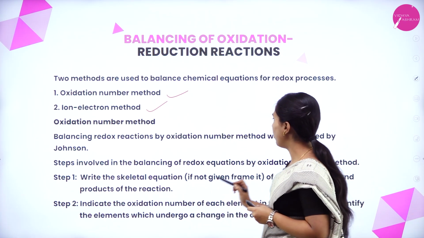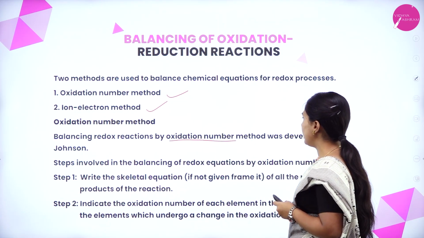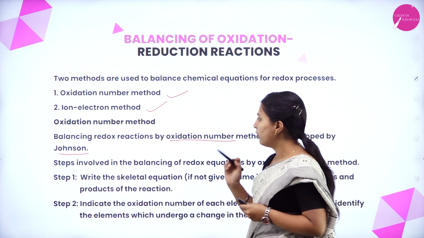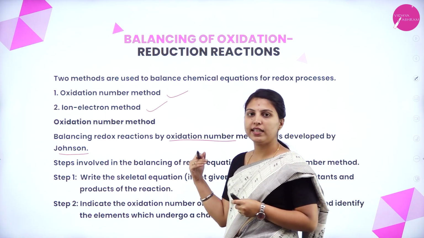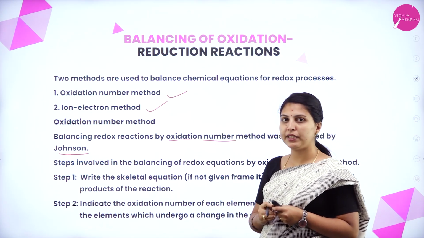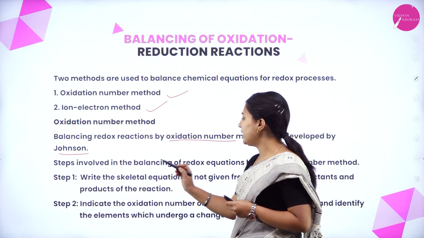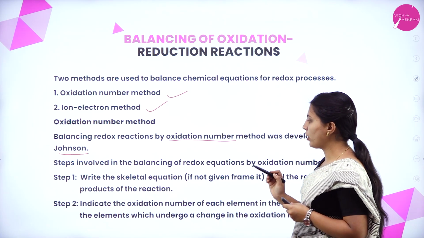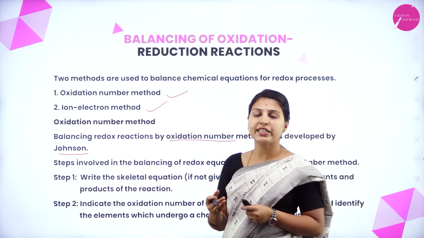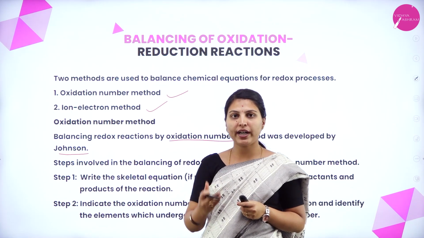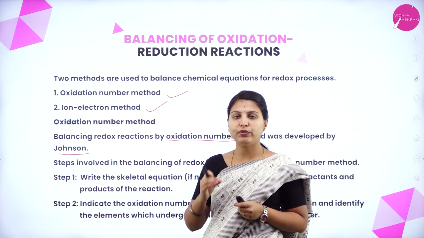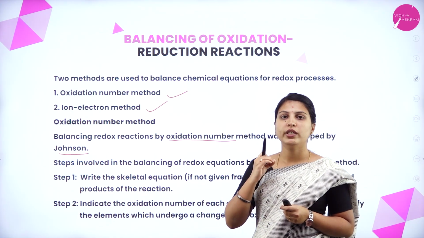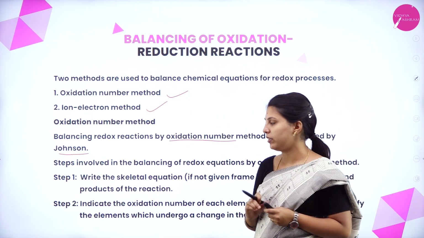Balancing redox reactions by the oxidation number method was developed by Johnson. What are the steps involved to balance a redox reaction by the oxidation number method? We'll see now. Step 1: Write the skeletal equation. If not given, frame it of all the reactants and products of the reaction. If they have been given in statement form, you have to write the chemical equation, with reactants on the left-hand side and products on the right-hand side. If it is not there, you have to frame that equation. That is step 1.